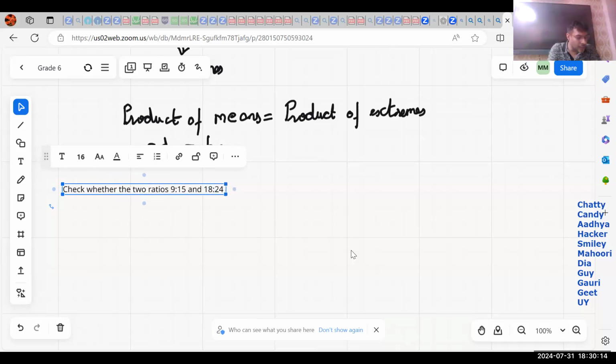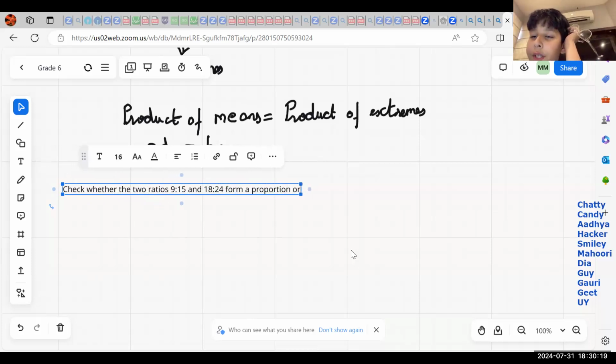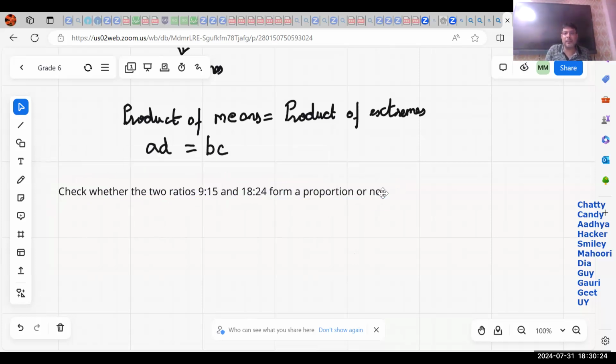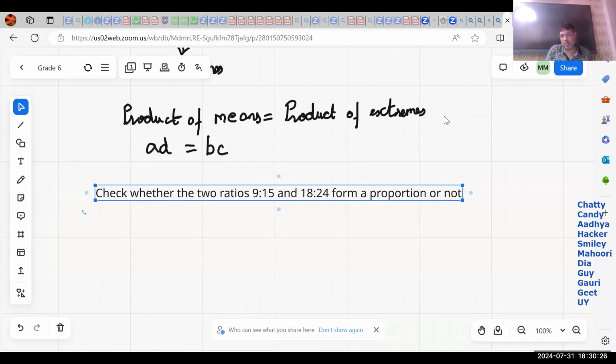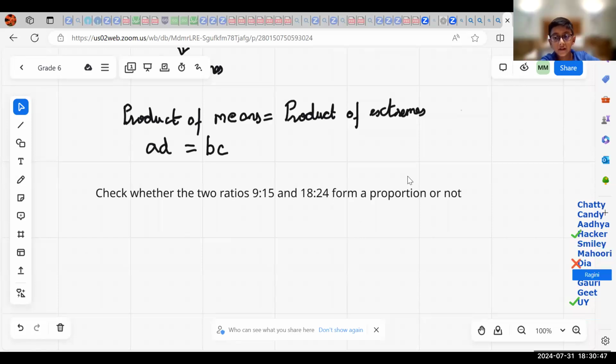So check whether the two ratios form a proportion. Sir, last class also we did this only, right? No, last class you guys were absent. We completed ratios. Sir, I'll just go through it after this class. Let's give the answer in yes or no. Now you ought to mute your mic.